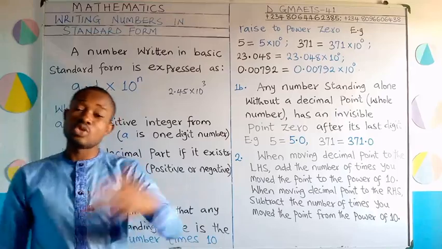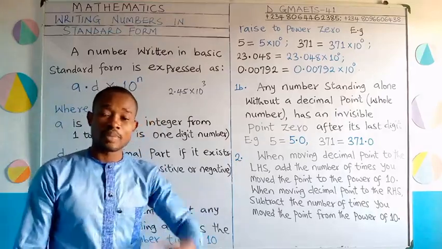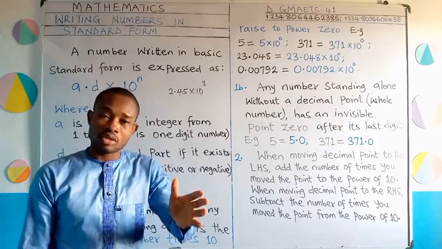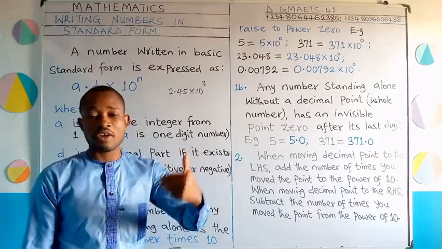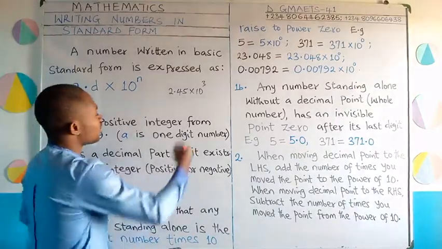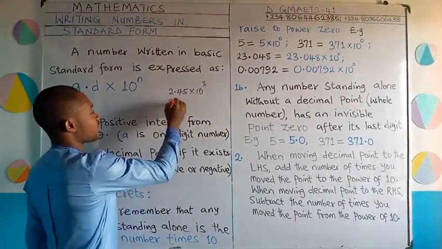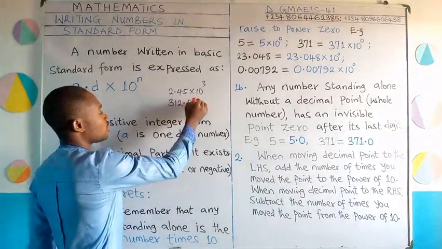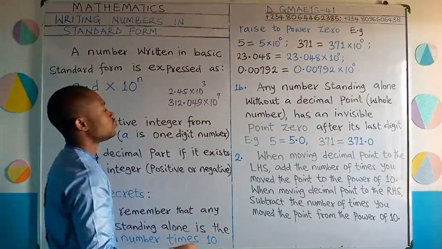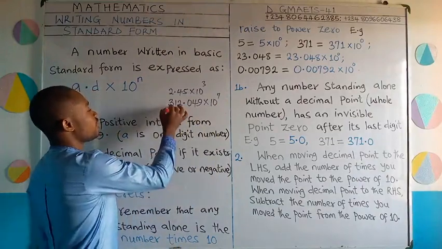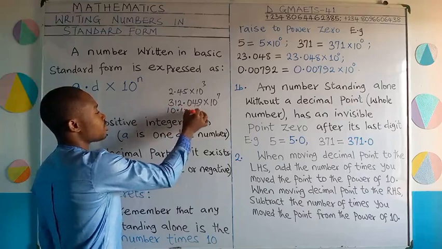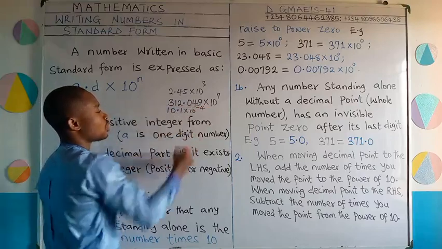A is not expected to be a 2-digit number. It cannot be a 3-digit number, even more. A is meant to be a 1-digit number from 1 to 9. So we could talk about 1 or 2, 3 or 4, 5 or 6, 7 or 8 or 9. Is that okay? This is very important because somebody may give you something like this: let's say 312.04 times 10 to power, let's say 7. Now someone can also give you something like, let's say, 10.1 times 10 to power minus 4.